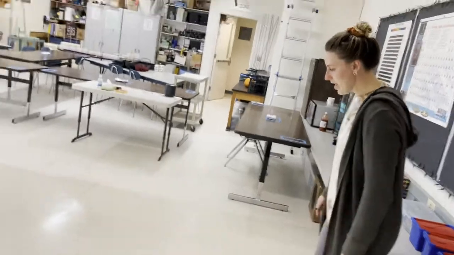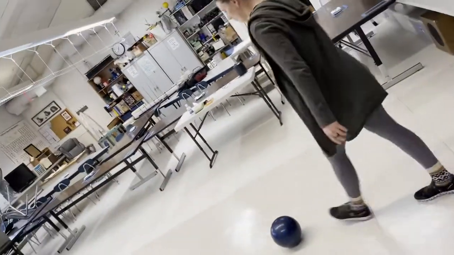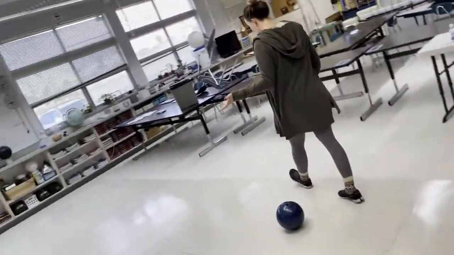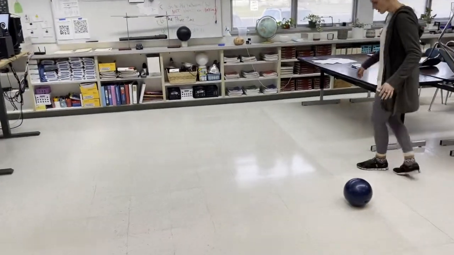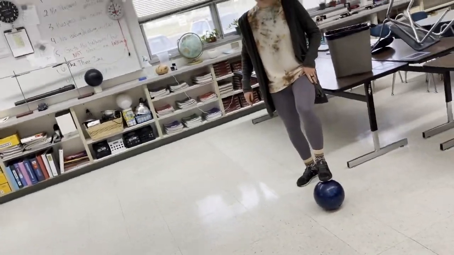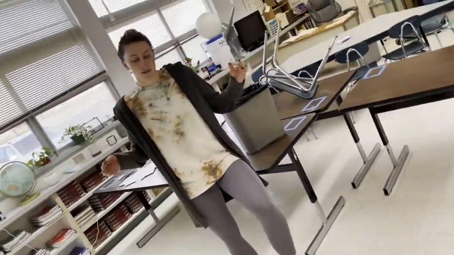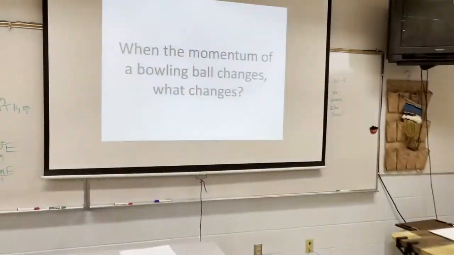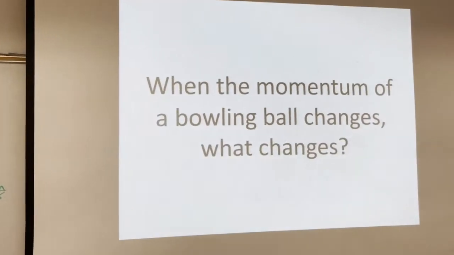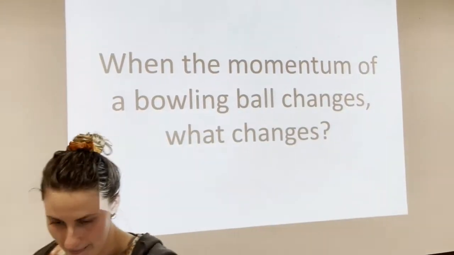So I kick the bowling ball, I apply a force, and the mass is the same, but the velocity changes. Now again, I apply a force here. The momentum goes back to 0. The mass hasn't changed, it's just the velocity. So when momentum changes, it's only because the velocity is changing.